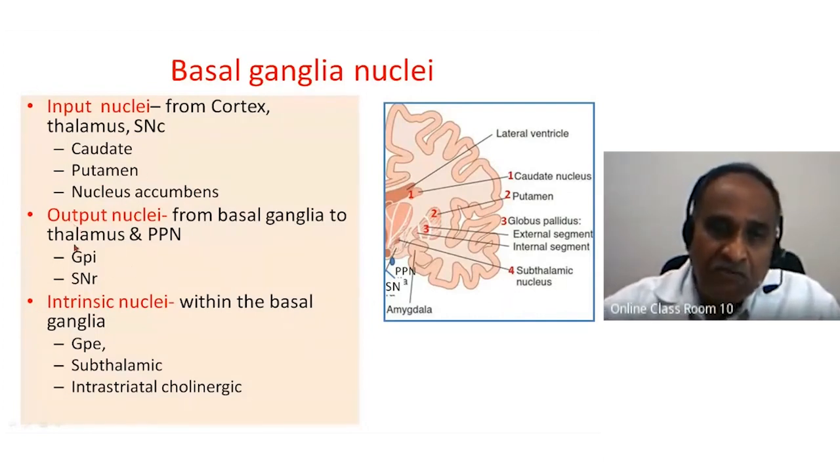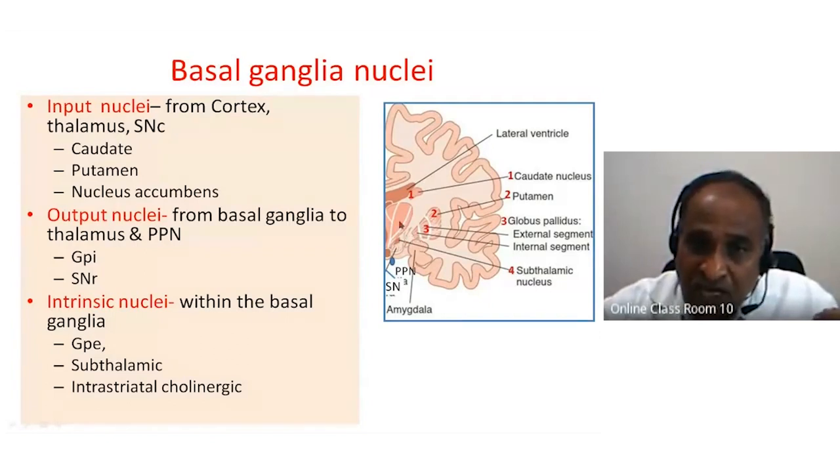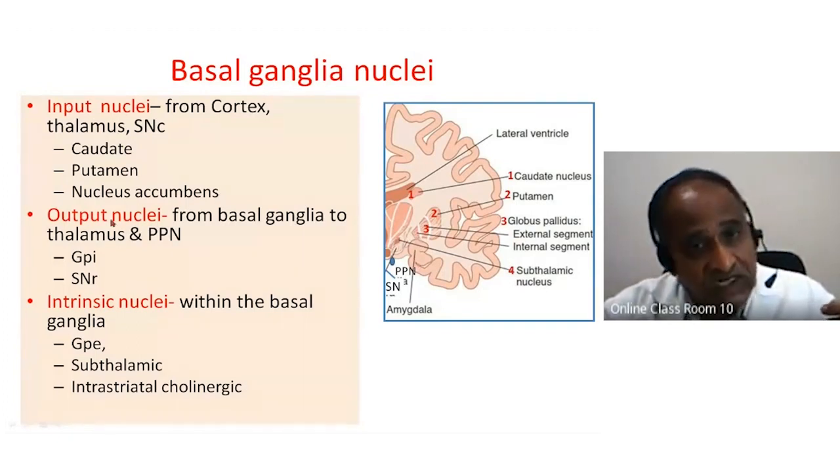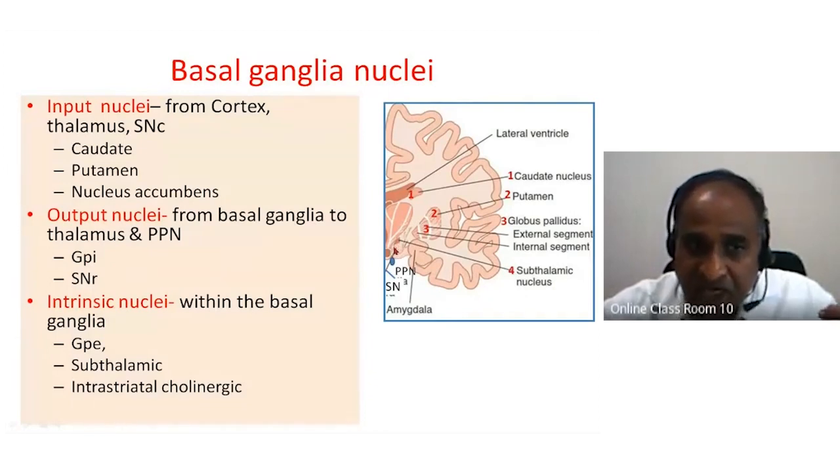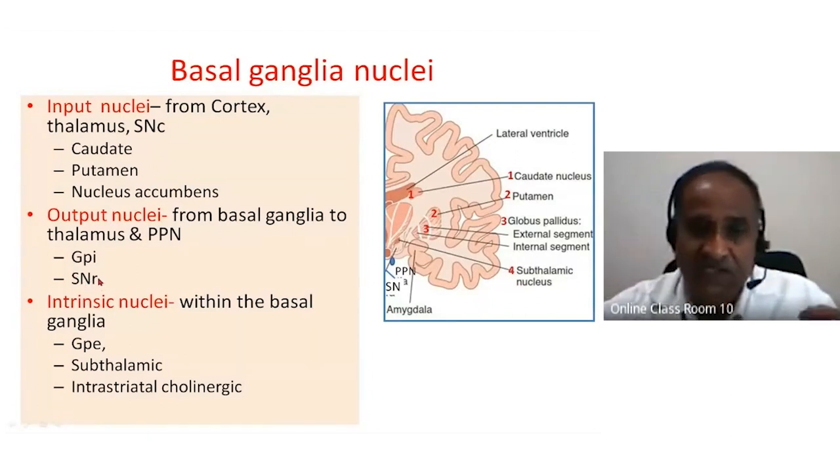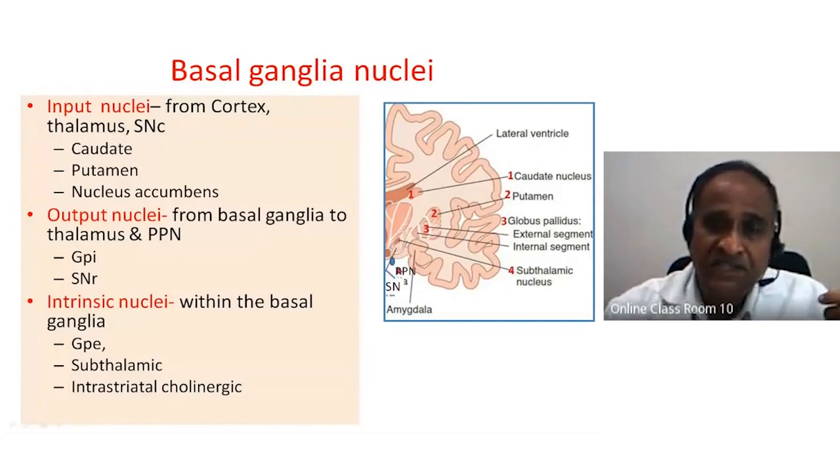Then the structures that provide output from the basal ganglia are the GPI, globus pallidus interna. From here, the output goes to the thalamus or to the pontopeduncular nucleus. So GPI is one of them. And we have this part, the substantia nigra. The substantia nigra also receives input, the substantia nigra compacta. Now the substantia nigra reticularis provides output to the thalamus and the pontopeduncular nucleus. This is the pontopeduncular nucleus here, the blue oval mass.